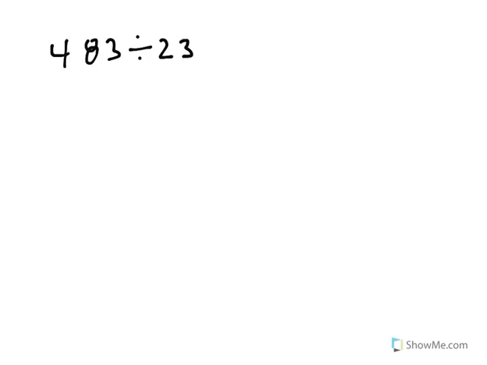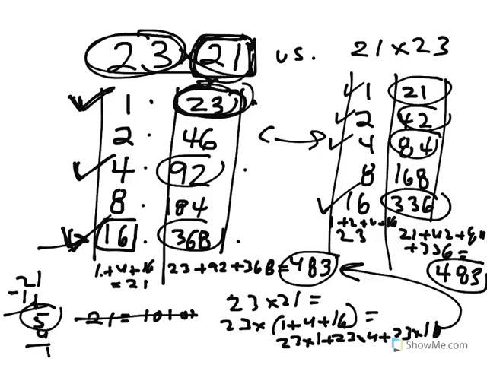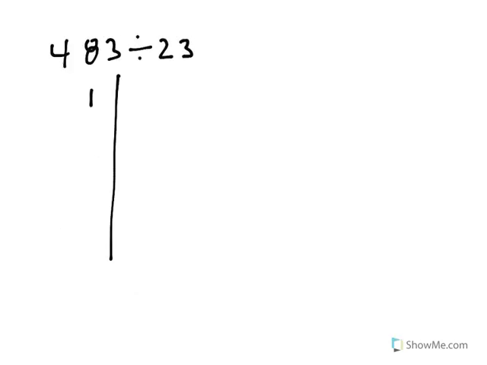The Egyptians also had a division process, which is very similar. So if I wanted to divide 483 divided by 23, I would make another chart, and this chart is definitely, there's no ambiguity, whereas here it's like, should I put a 23 here or a 21 there? For division, there's no ambiguity. You will definitely be putting the 23 there.